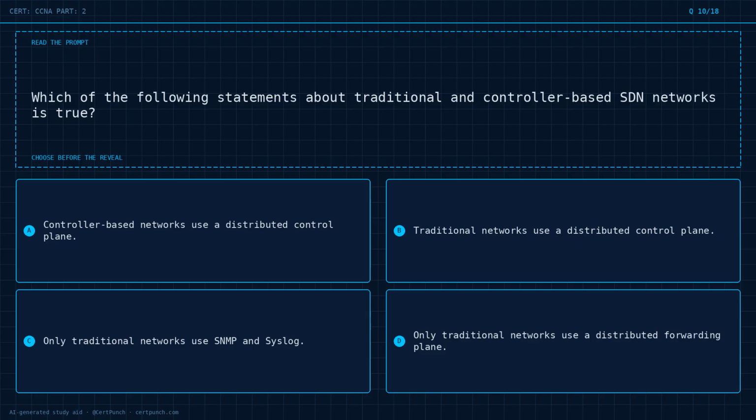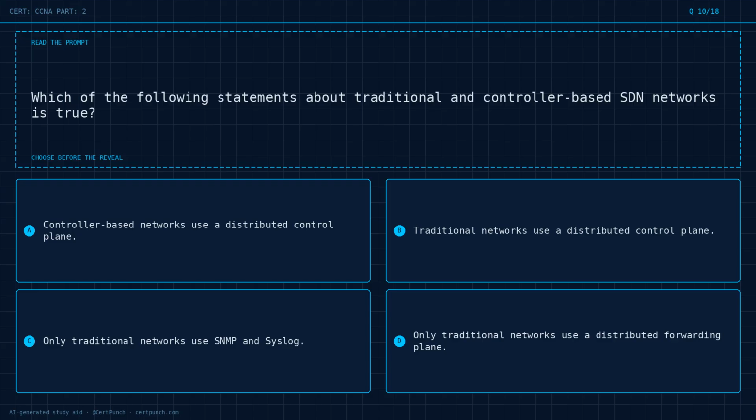Question 10 of 18. Which of the following statements about traditional and controller-based SDN networks is true? Option A, controller-based networks use a distributed control plane. Option B, traditional networks use a distributed control plane. Option C, only traditional networks use SNMP and syslog. Option D, only traditional networks use a distributed forwarding plane.